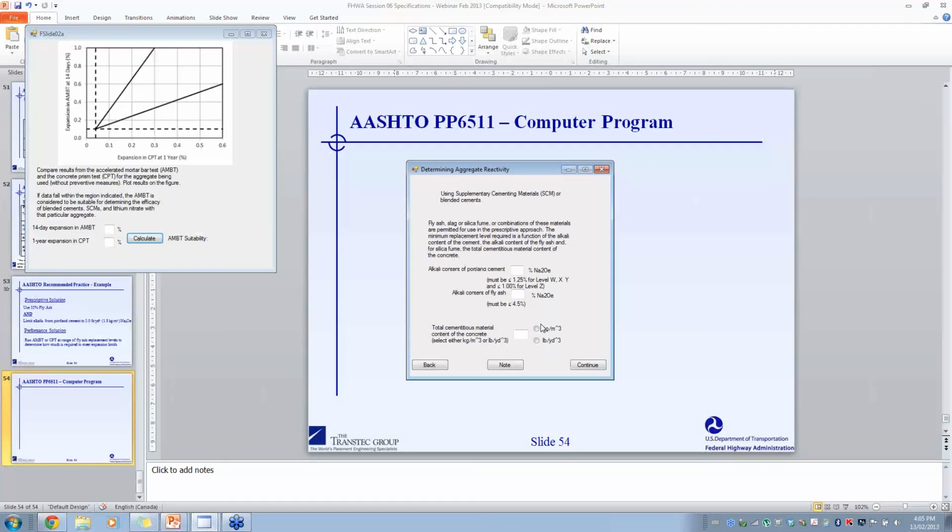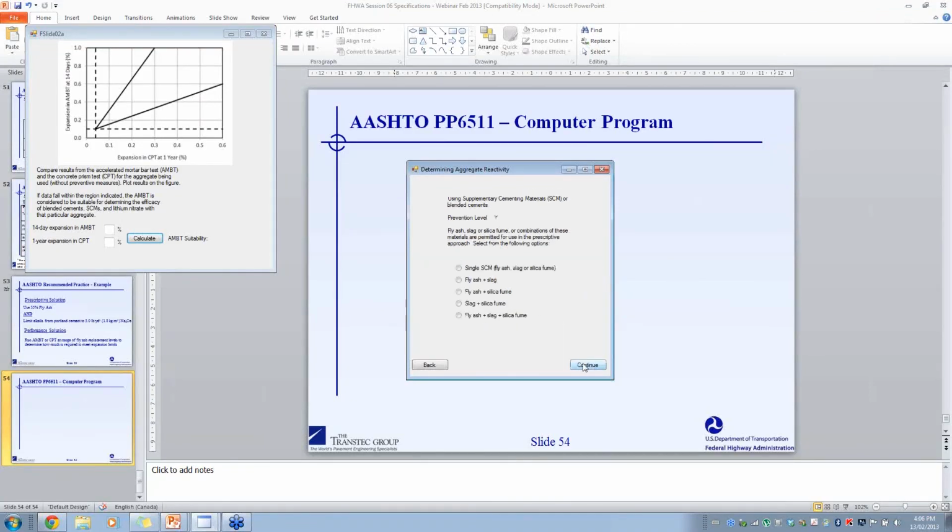Now it's asking you some questions, because to use the SCM we have to know a certain number of things, especially if we're going to be using silica fume. So it wants to know what the alkali content of the cement is. Let's say it's 1%. It wants to know what the alkali content of the fly ash is. Let's say it's 2%. And it wants to know the total cementitious materials. Let's say we've got 700 pounds per cubic yard. Tick the units. And then it gives us options.